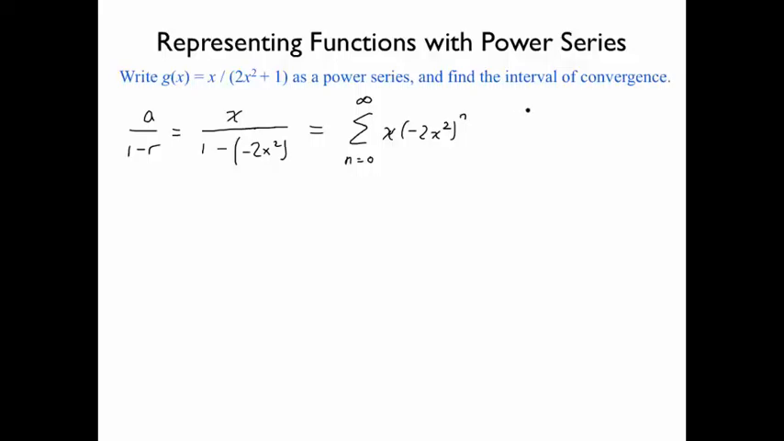So, how many got that much before I started writing? Hopefully at least some of you. That shouldn't be hard, right? You're changing the form into a over 1 minus r, and then applying a r to the n.